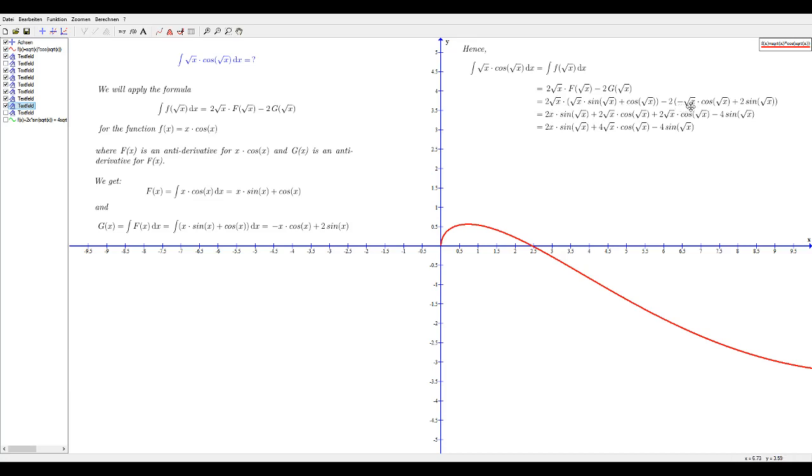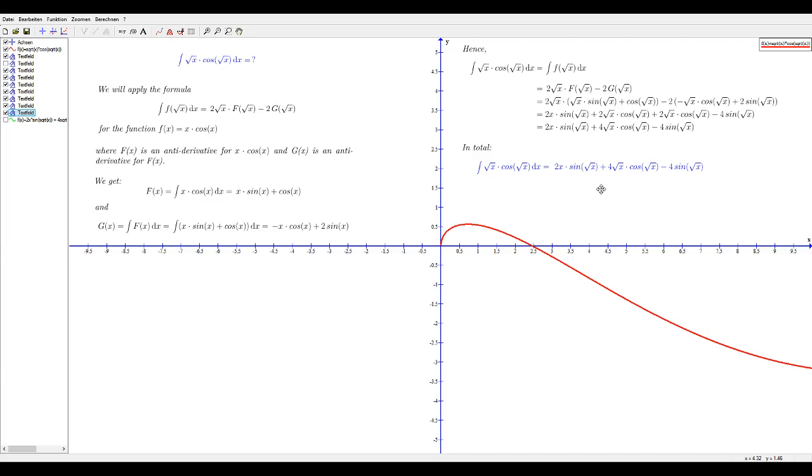And then we also have to multiply this right side by minus 2, and we end up with plus 2 square root of x cosine of square root of x and a minus 4 sine of square root of x at the very end. And so in total, we get our solution of 2x times sine of square root of x plus 4 square root of x times cosine of square root of x minus 4 sine of square root of x. Again, in total, the integral of square root of x times cosine of square root of x dx is equal to 2x times sine of square root of x plus 4 square root of x times cosine of square root of x minus 4 sine of square root of x.